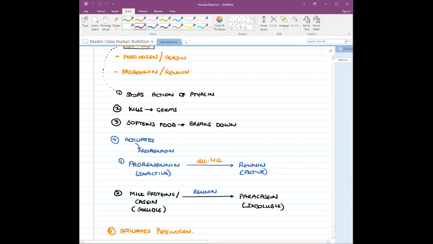So what is renin going to do? Renin is going to convert the milk proteins into paracasein. So casein to paracasein. And what is this? Soluble into insoluble. Now, once we have this paracasein, which is insoluble, it is going to be in the solid form. This can further be acted upon by your pepsin. But what is that reaction? Let's try to see.